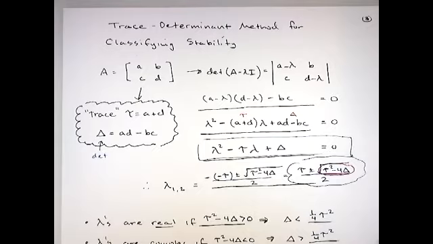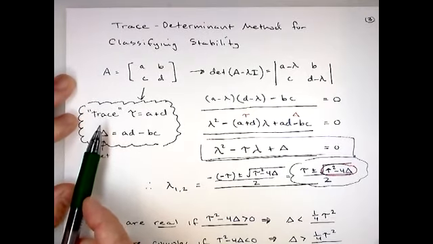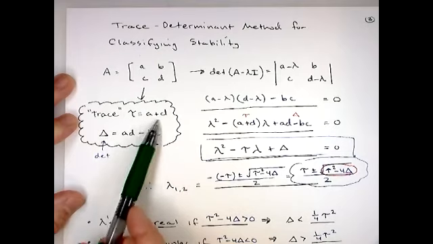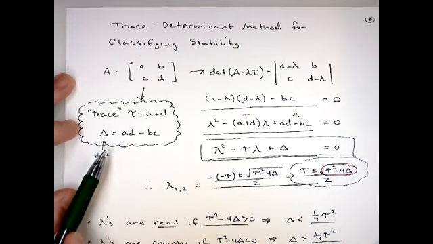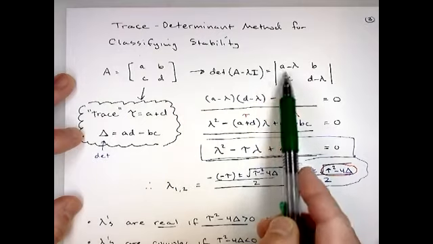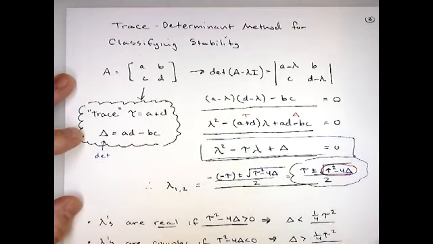So here it is. First of all, the definition: what I mean by a trace of a matrix is just the sum of the main diagonal entries, A plus D. And we usually abbreviate that tau. Delta is the determinant of just the original matrix, not with the minus lambdas there. So that's just AD minus BC. And we abbreviate that delta.